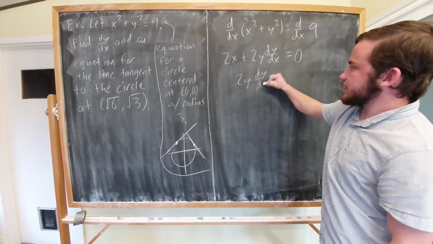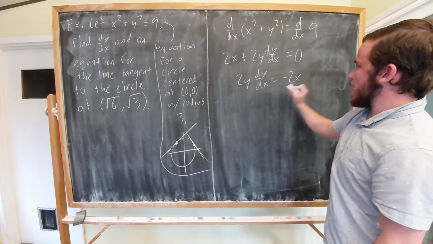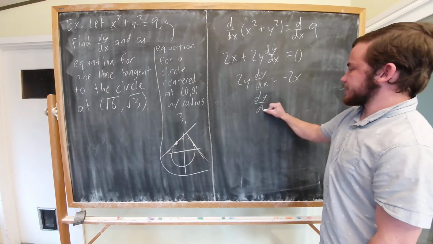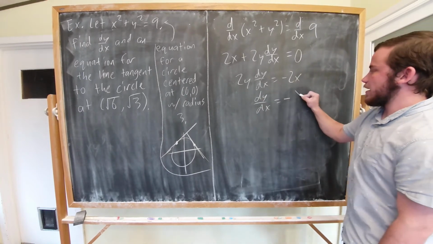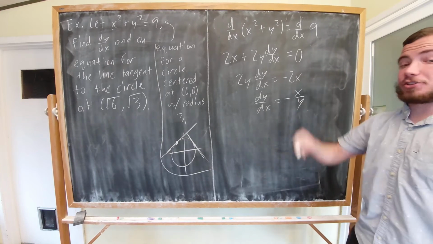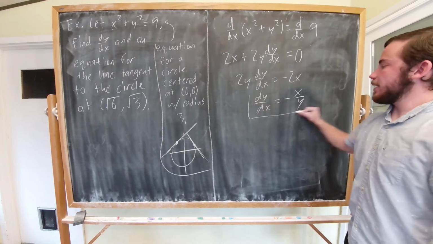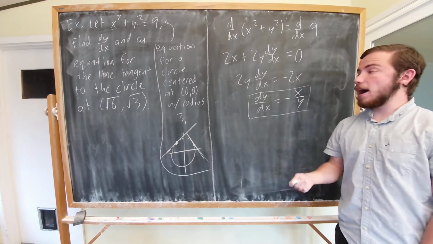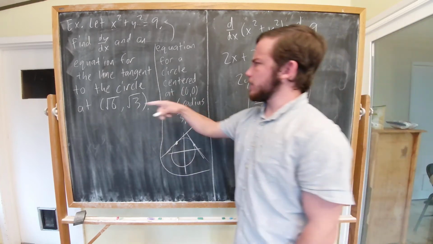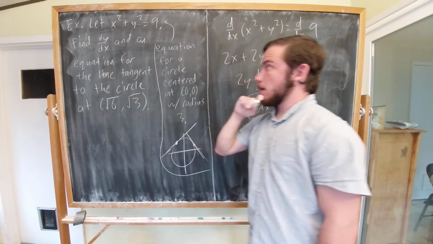And now it's really simple to solve for dy/dx. 2y dy/dx equals negative 2x, so dy/dx is negative x divided by y. The 2's cancel. Alright, so that's part 1 of our endeavor completed. Now to find the equation for the tangent line of the circle.